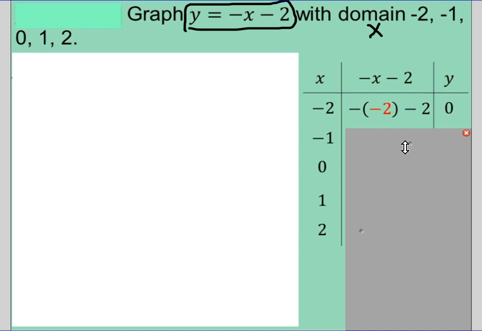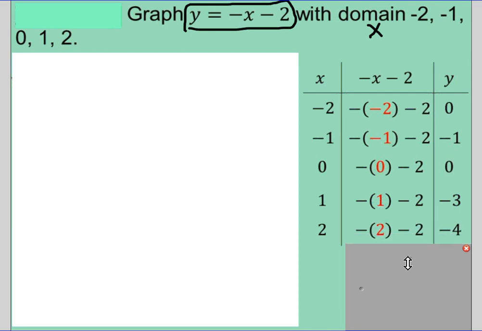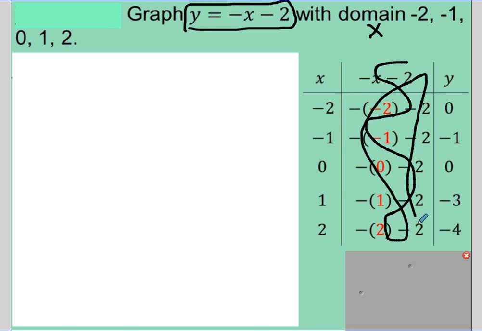Okay, go down the list, -(-1) minus 2, so +1 minus 2 equals -1. Keep going down. And now we have a set of 5 points to graph. These points, if you were to take this information in the middle and forget about it right here, I have -2, 0 as a coordinate point, -1, -1, 0, -2, 1, -3, and 2, -4.